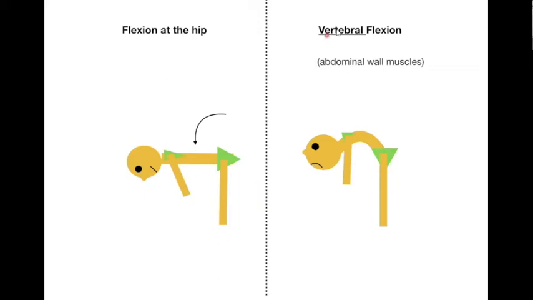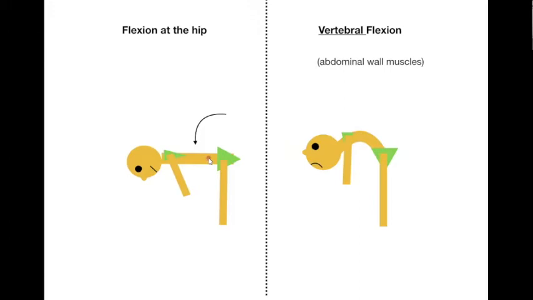This one is done by your abdominal wall muscles, right? So you can see how this is very different from this. This is good when you're lifting heavy things. This is bad unless you're doing upside down cat or whatever the yoga movement is, right? So vertebral flexion is a different movement than flexion.